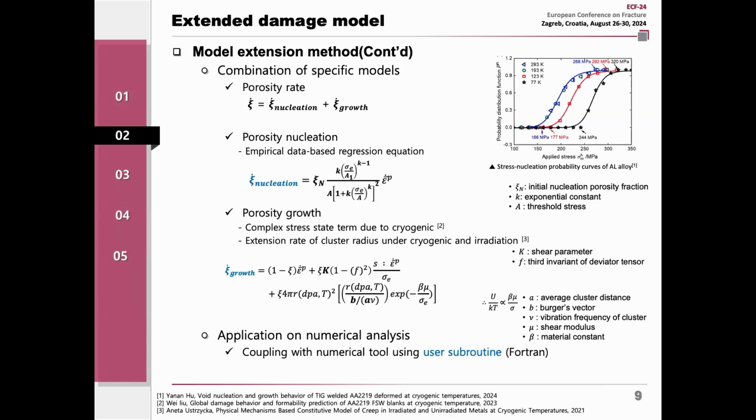Our second step is a combination of the specimen model. As you know, the porosity rate is composed of mainly two parts. First, the nucleation part plus the growth part. In my study, porosity nucleation considering cryogenic conditions was embedded using an empirical data-based regression equation. And you see the equation. If you use this equation, this can reflect the specific cryogenic conditions. And then the porosity growth term was added, revised through these binary terms. This term is the expansion rate of the cluster radius under the cryogenic and irradiation conditions. The key feature of this term is the relation of activation energy and temperature, and the relationship between the shear stress and the applied stress.